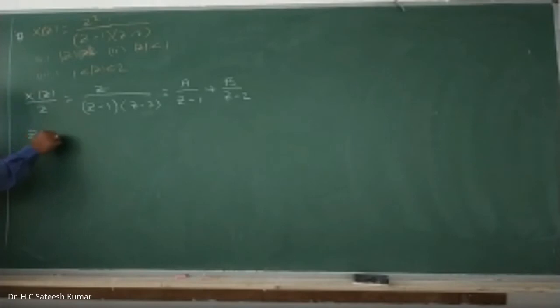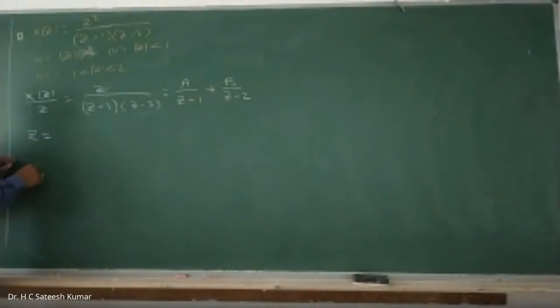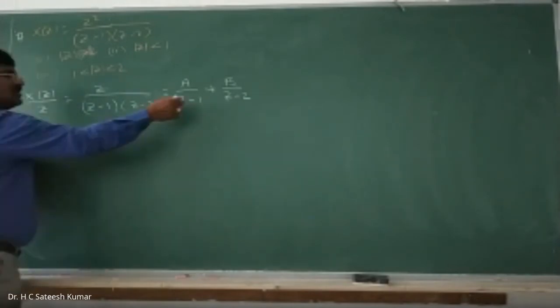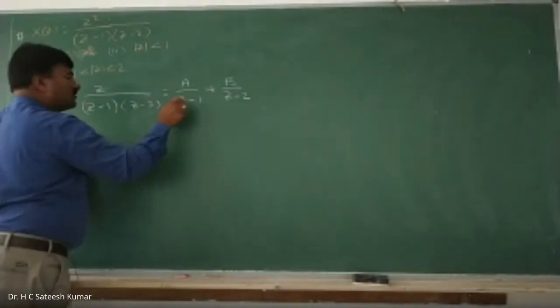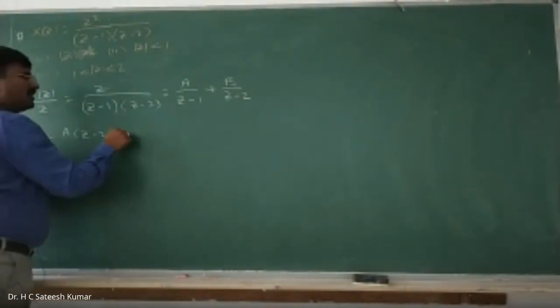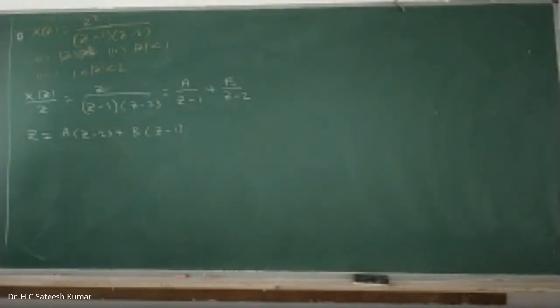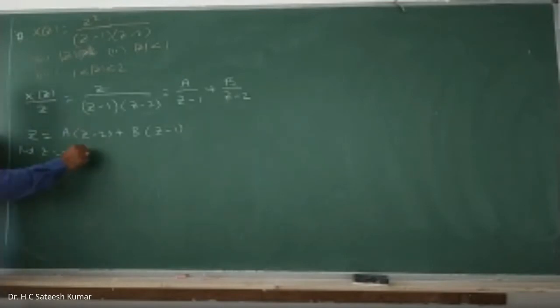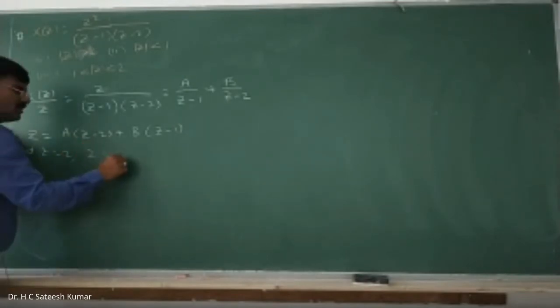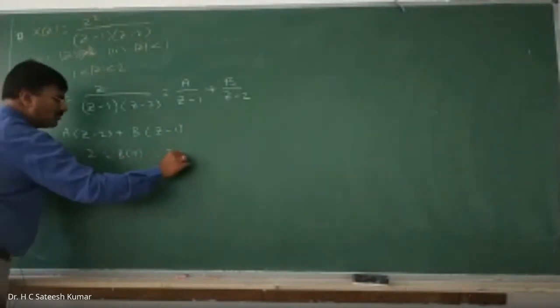Z is equal to. Now take the LCM. This will cancel. If you take the LCM, Z is equal to A into Z minus 2 plus B into Z minus 1. Now, put Z is equal to 2. 2 is equal to, this becomes 0. What will you get? B into 2 minus 1 is 1. Therefore, B is equal to 2.